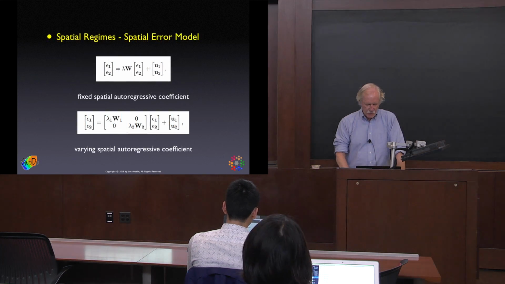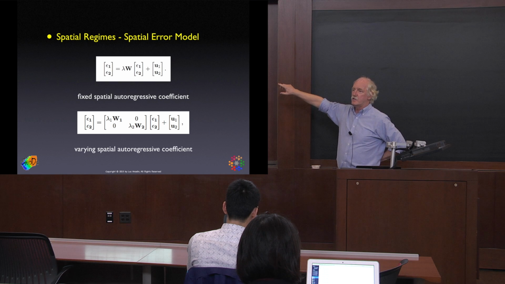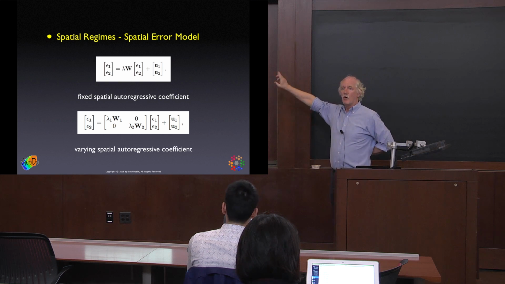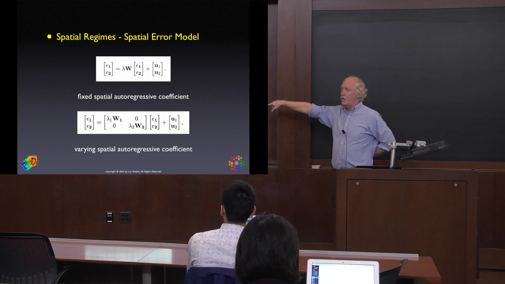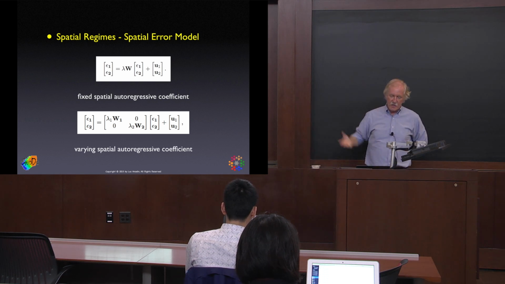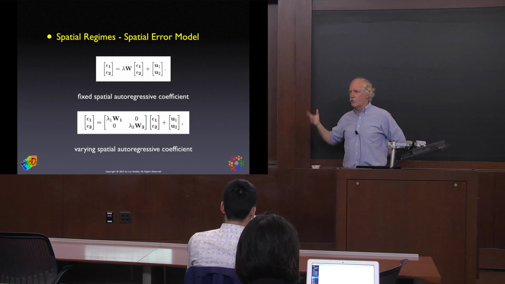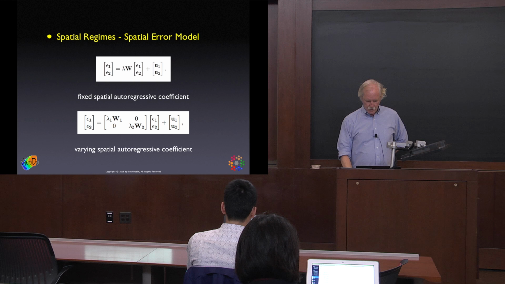And then for the spatial error model it is the same thing. We have an autoregressive process that has one parameter for the whole data set, or it has two separate parameters. And this is, as I said, directly generalizable to any number of regimes. It just gets more complicated in the notation.